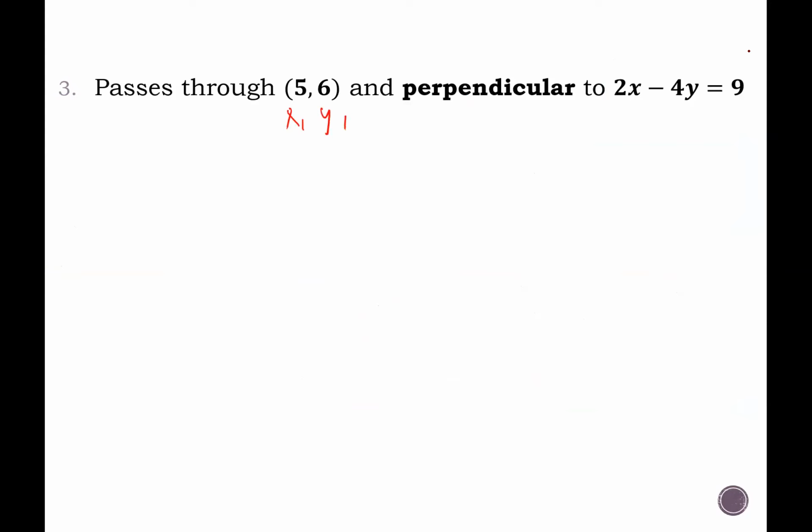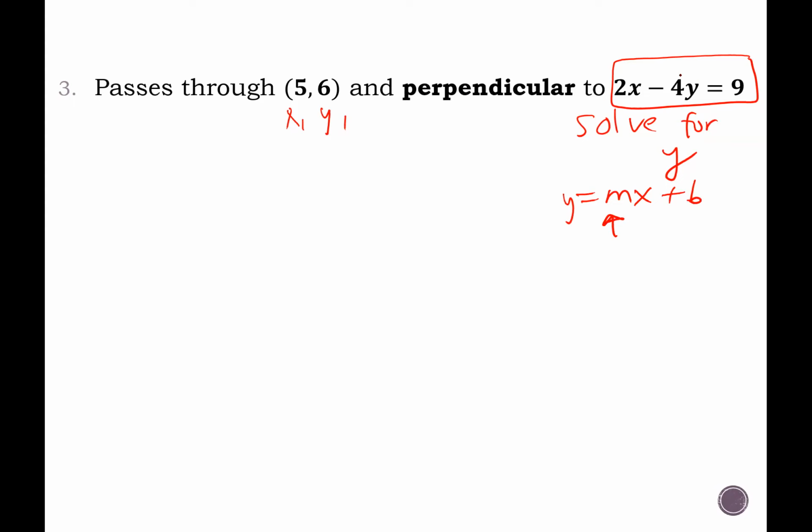And then perpendicular to 2x minus 4y equals 9. Okay, that's the equation we need to solve for y. In other words, we need to get it into y equals mx plus b form so that we can find m. So let's work on solving for y.